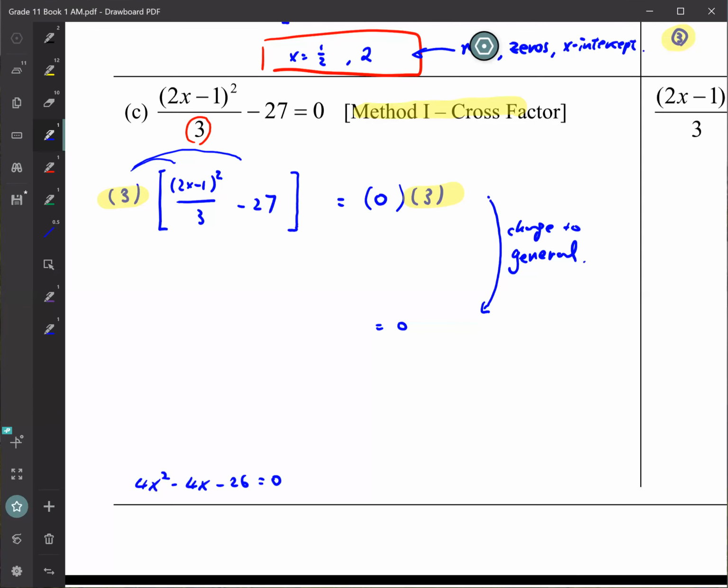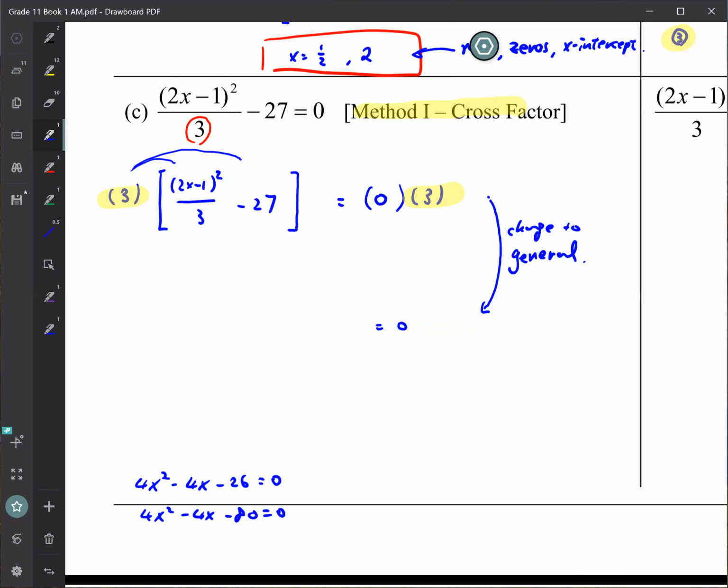Okay, how about Nathan? What do you have? I got 4x squared take away 4x, take away 80 equals 0. Okay, thank you. Colin, how about you? I got the same thing as him. As which one? Negative 80. Yeah. Okay. Brennan, how about you? Yeah, I got the same thing. As negative 80? Yeah. Okay.